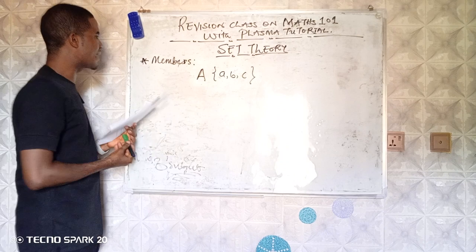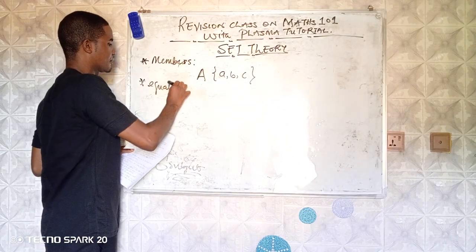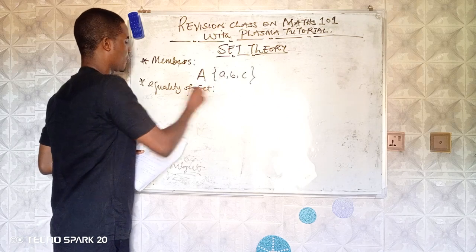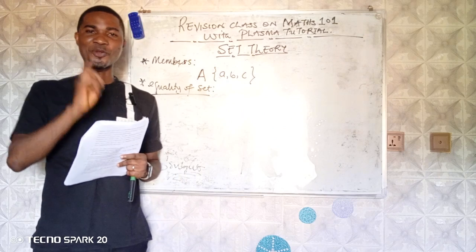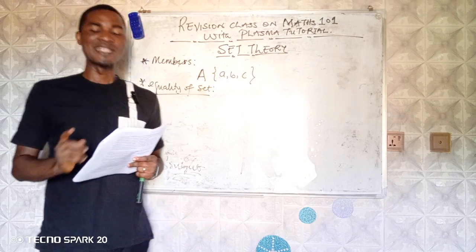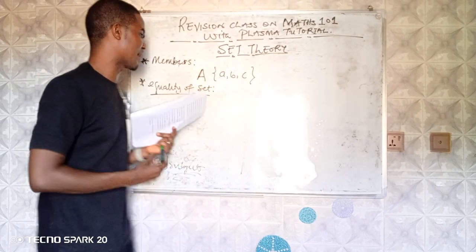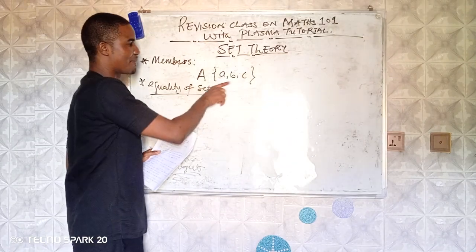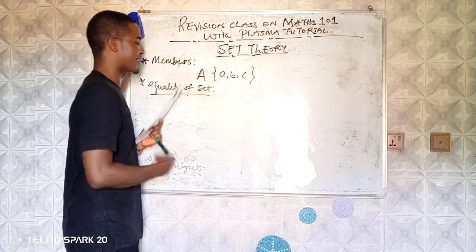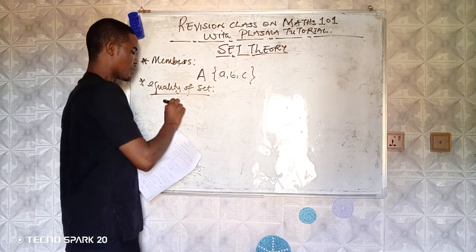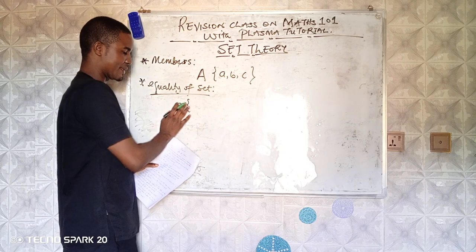Another one is equality of sets. When are two sets said to be equal? Two sets are said to be equal if and only if they have the same members and also the same cardinality. Note what I'm trying to say. We have talked about the members of a set, and now I'm saying something about the cardinality. The cardinality of a set, represented as n, is the number of elements in that set.